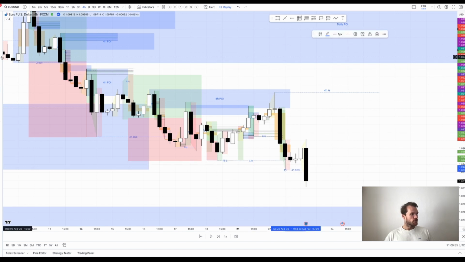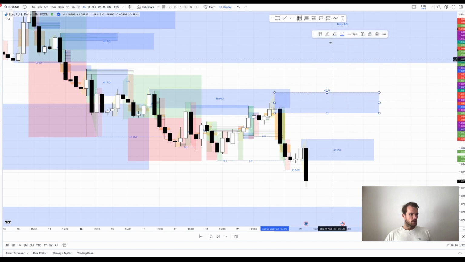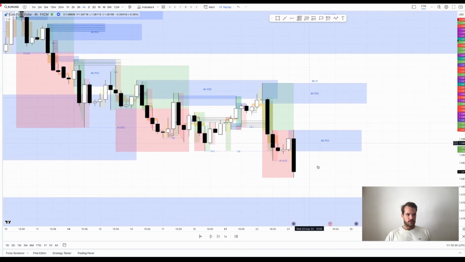That's pretty much what I'll do, now I'll mark out my 4-hour points of interest. So quite a nice one there, pretty nice one here as well. We don't have a confirmed low yet on the 4-hour. This could keep going down, but I guess we're just drawing what we have for now. And yeah, we'll see what happens there. All we're doing is waiting for 15-minute rejections out of these areas.